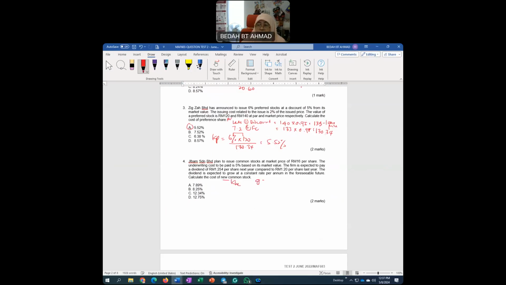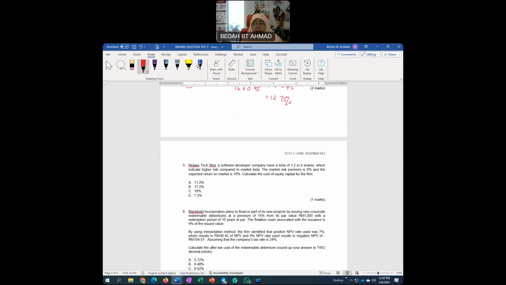Okay, we settle the growth rate first by taking this year's 1.254 minus last year's 1.2, divided by last year's 1.2. So the growth rate is 0.045, or 4.5%. Then we can calculate KNE as the dividend next year, 1.254, plus growth rate 0.045, divided by market price minus flotation cost, so 16 multiplied by 95%. So that will give you 12.75%. So the answer is D.